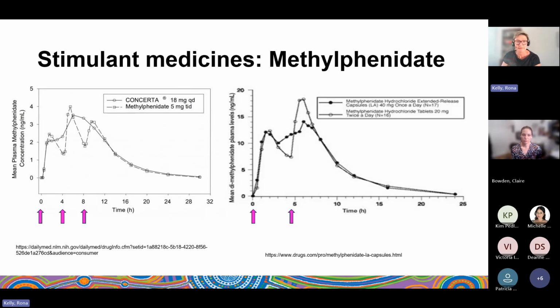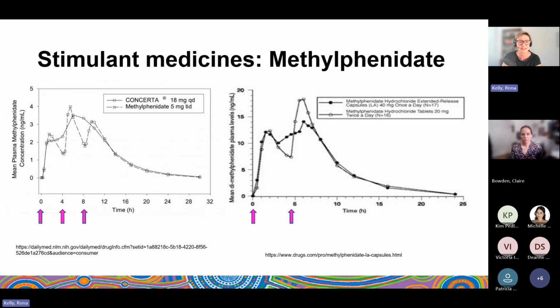So these graphs have been taken from online sources, but I've adapted them with a little pink arrow along the x-axis that shows when a dose of short-acting would be given. So it's comparing on a pharmacokinetic dynamic, I can't remember from my exams, but the different ways that short-acting and long-acting work. So on the left is Concerta, which is a form of long-acting methylphenidate, which has a duration of action of up to 12 hours.